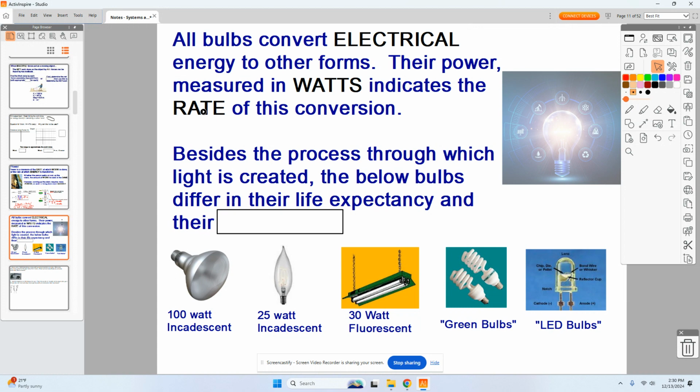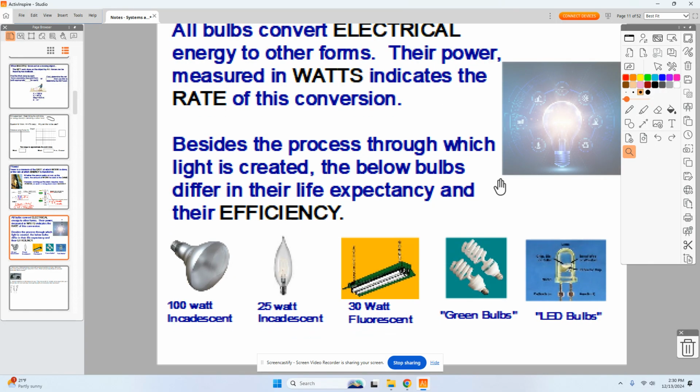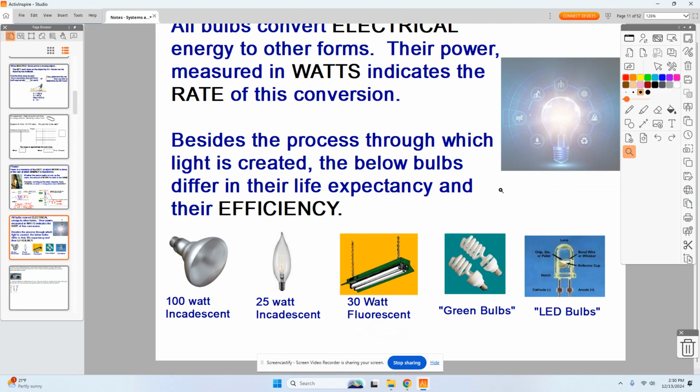So when I look at the wattage of a light bulb, we can associate the brightness of that bulb oftentimes with the wattage of it. Besides the process through which light is created, the bulbs that are shown down below differ in life expectancy and something called efficiency. Now, I thought that efficiency was a well understood quantity from just basic life stuff, but it turned out kids in my 5th hour, they're like, I didn't know what efficiency was. So I assume that might be the same for you guys.